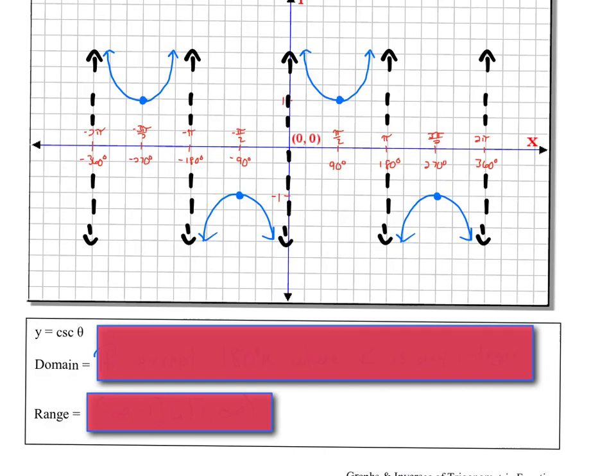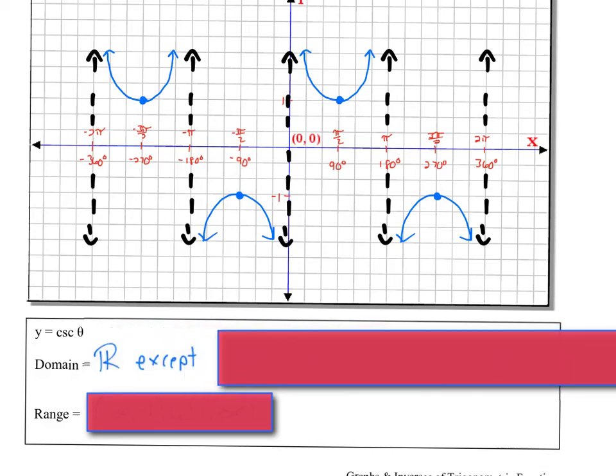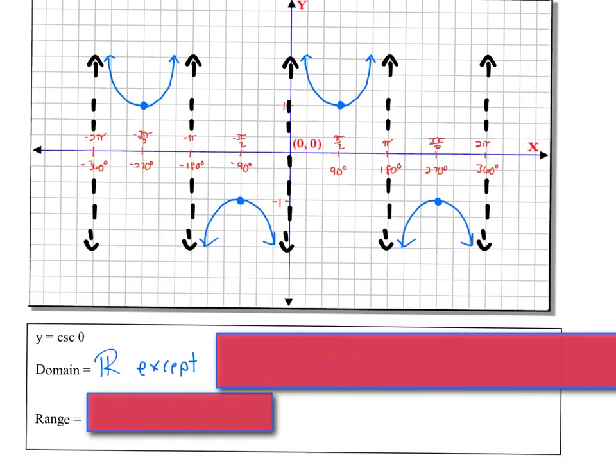Well, moving from left to right, starting forever on the left, you can see this graph is going forever to left and right, but it doesn't include everything. It's everything except for these vertical asymptotes. So once again, we're going to say the domain is everything except. Pick any of the vertical asymptotes. I'm going to pick this one here at 0.